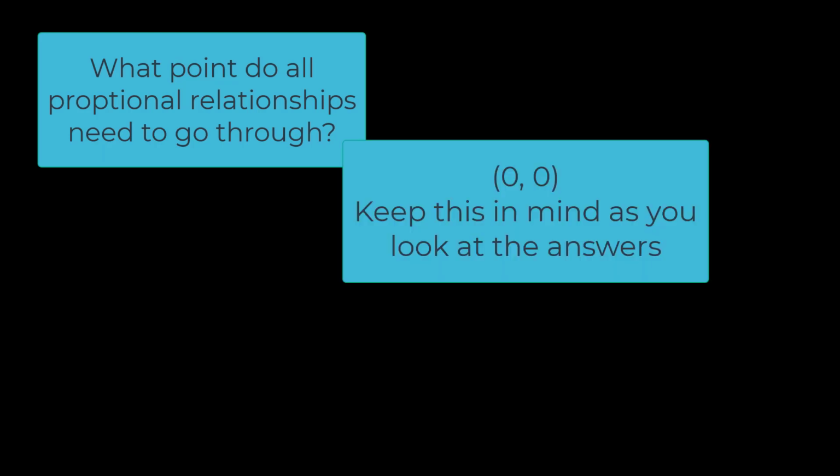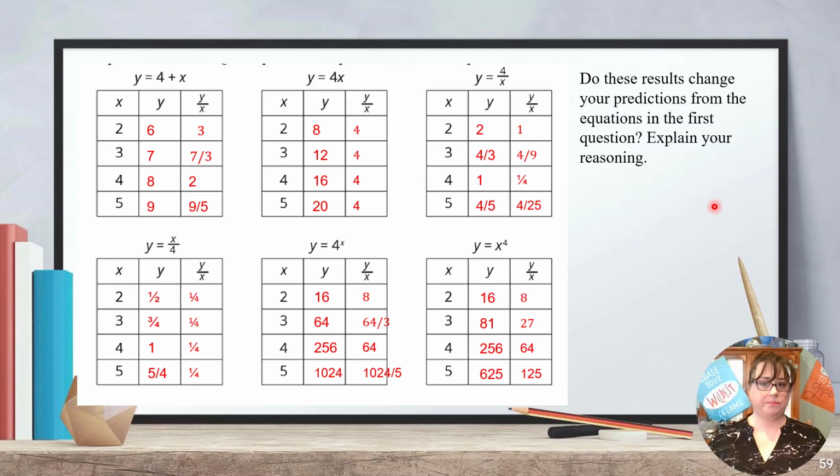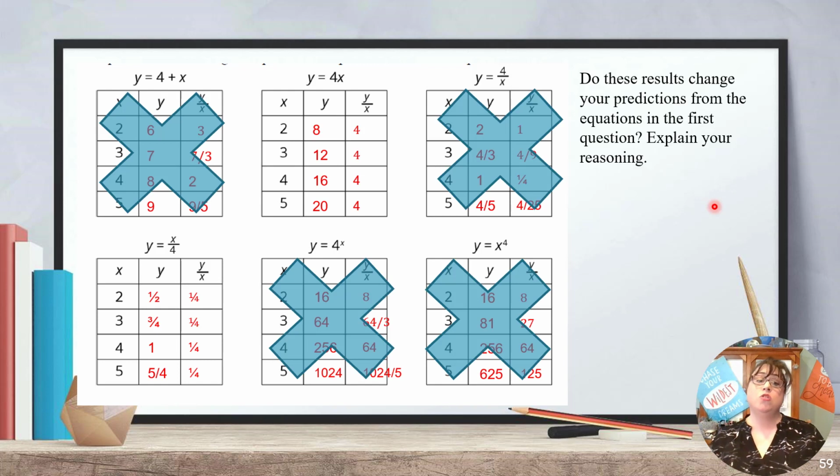Keep in mind, what points do all proportional relationships need to go through? All proportional relationships need to go through the point 0, 0. Keep this in mind as you look at your answers, and also keep in mind that k needs to be the same. Those right there are your 2 proportional equations, y equals 4x and y equals x over 4. We could rewrite y equals x over 4 as y equals 1/4 x.